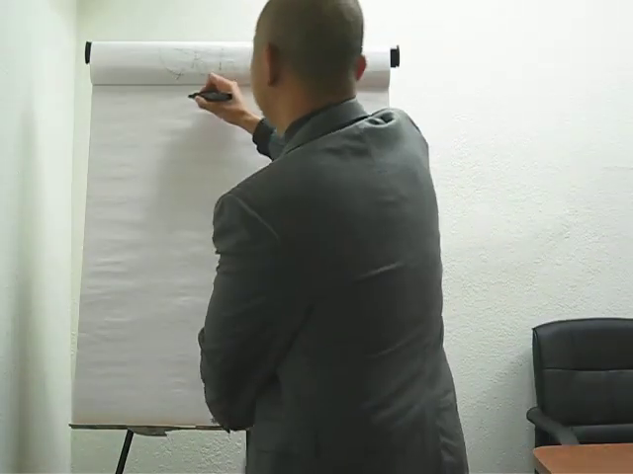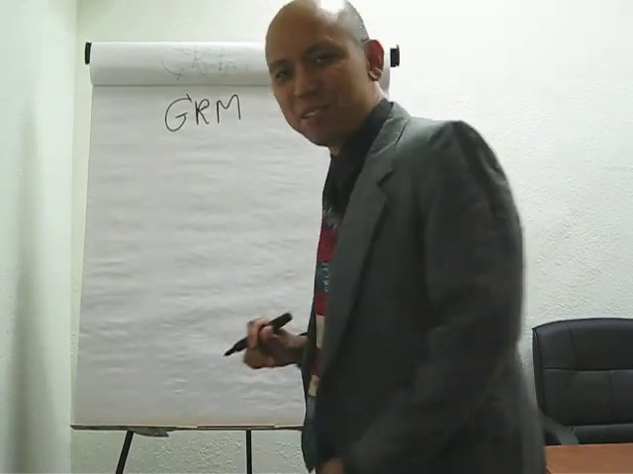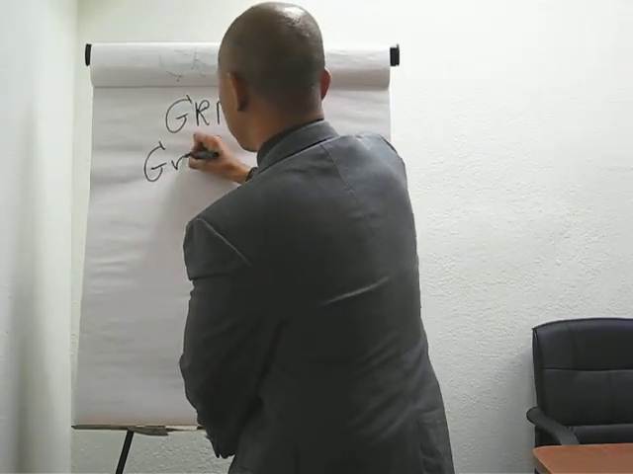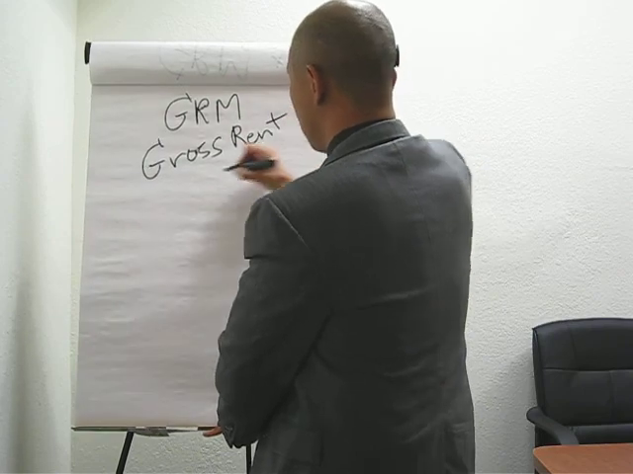Hello everybody. Today we're going to be covering what is a GRM. GRM, no, just kidding. GRM is an acronym standing for Gross Rent Multiplier.